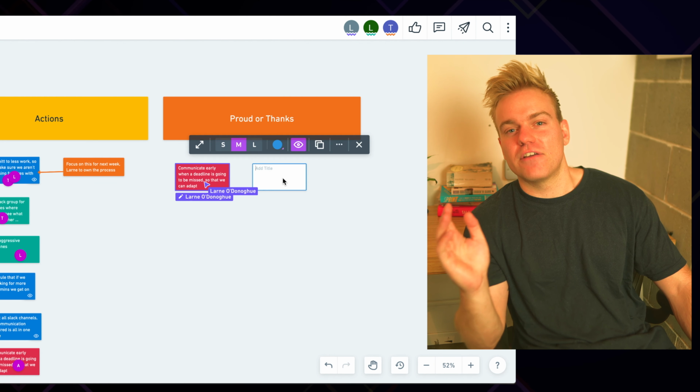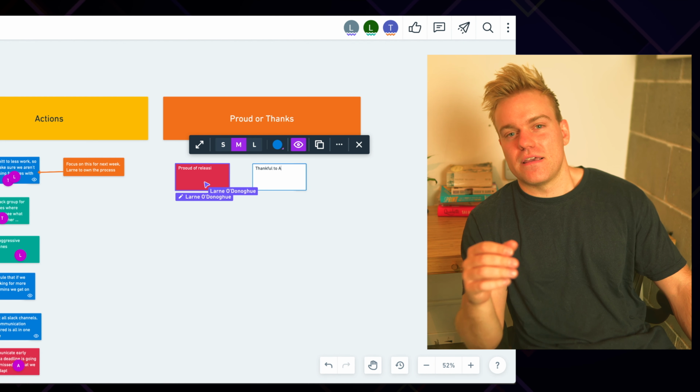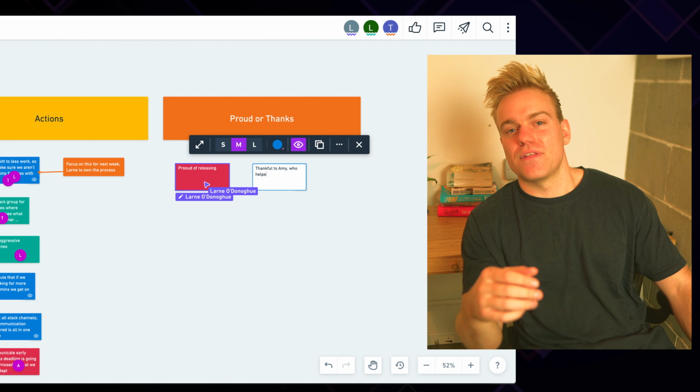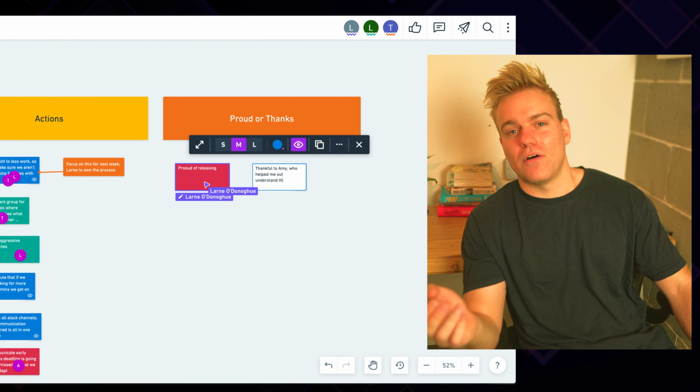Sometimes I do find that retrospectives can be quite challenging because you're focusing in on the negatives of what's gone wrong in the week, because obviously you want to focus on the negatives a lot because that's ultimately going to feed into a better system. But if you just focus on the negatives and never on the positives, it's obviously not going to be a nice environment to work in. So just finishing off with this proud or thanks is a really great way to recognise achievements that have been done by people in the team or things that you might have done that you're proud of.